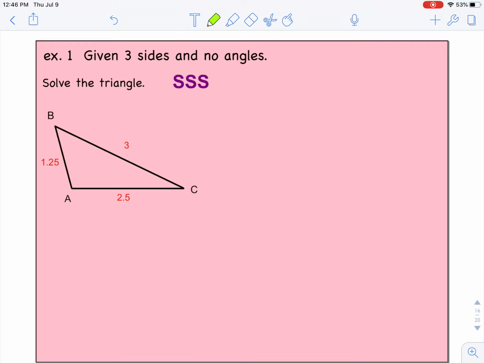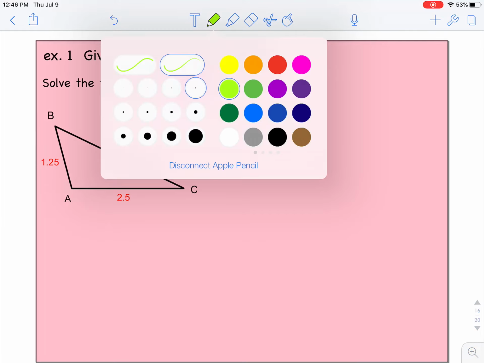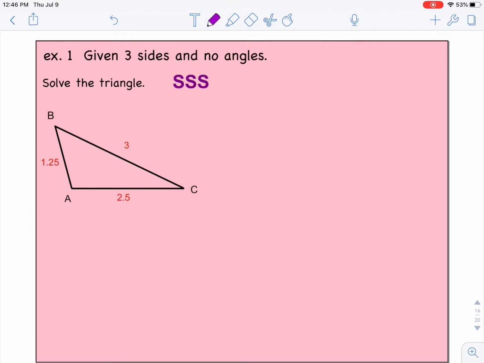So, example 1. It says, solve the triangle where you're given 2 sides and no angles. So this is our first one we're going to work through.